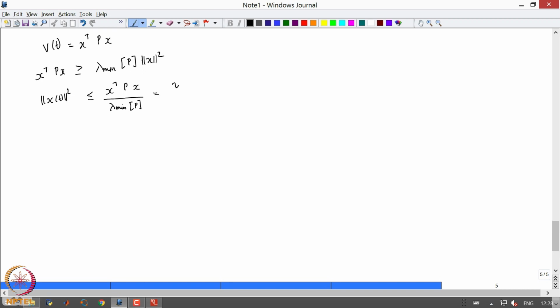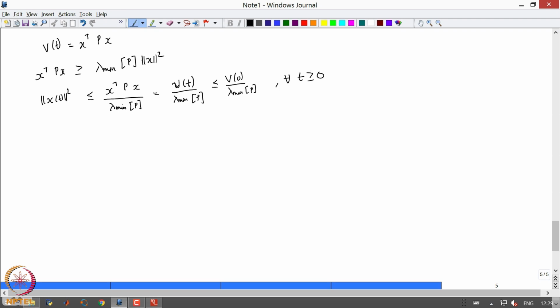Okay, what is x transpose P x? x transpose P x is the function which I defined earlier, V of t. This remains the same. Okay. This is less than or equal to V of 0 because V is a non-increasing function as proved just in the previous steps. Okay, and this is valid now for all times t greater than or equal to 0.